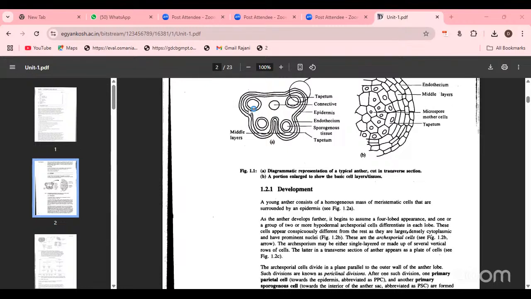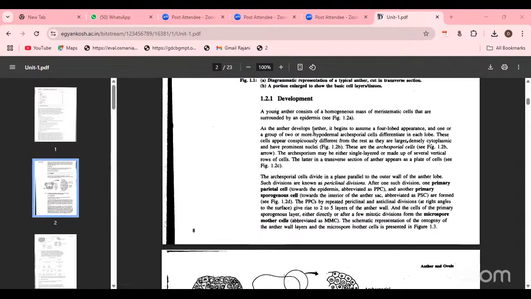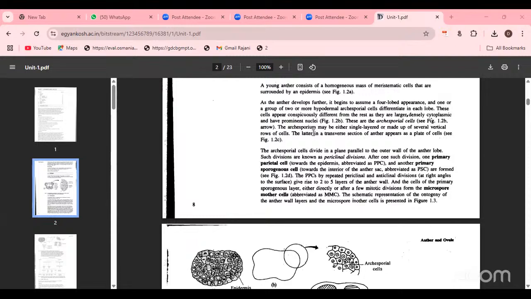Each and every archesporium is either single layered in some, while in some archesporial cells there are several vertical rows of cells. The latter in a transverse section of the anther appear as plate-like cells. These archesporial cells divide in a plane parallel to the outer wall of the anther lobe. Such a division is called periclinal division. The first division is called the periclinal division.